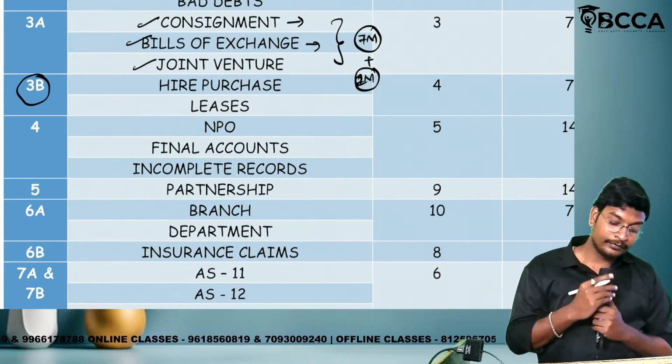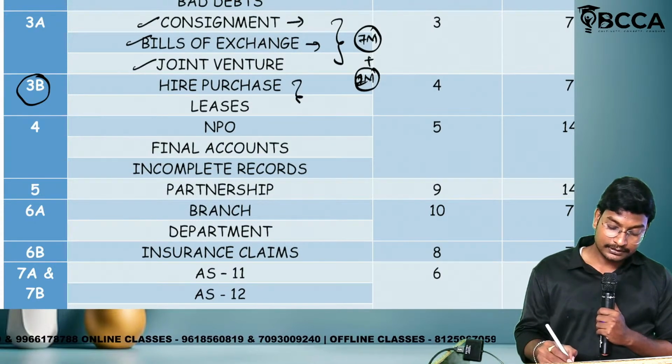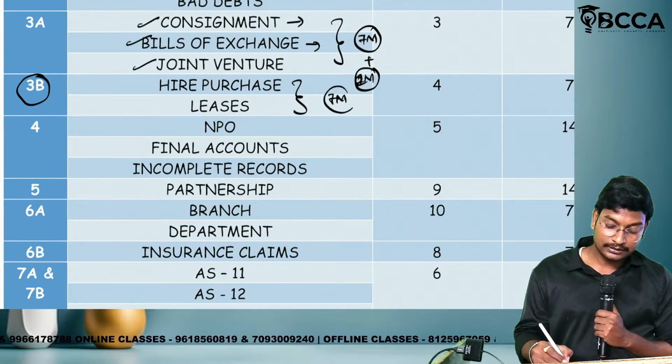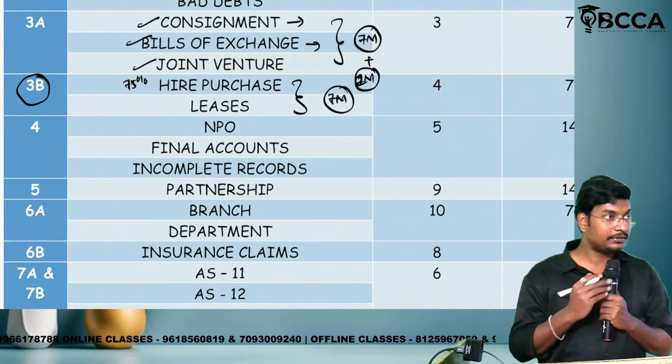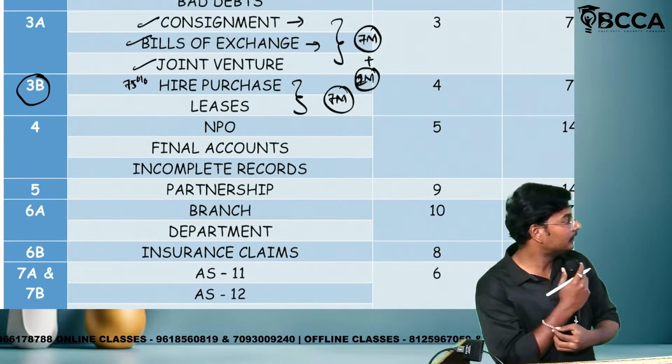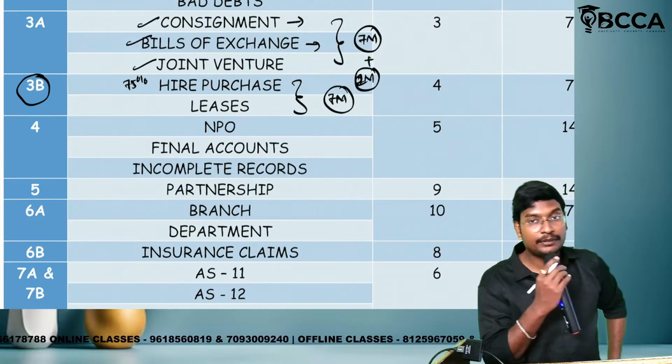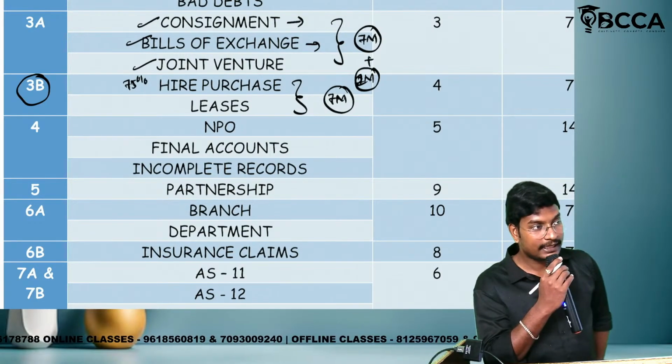So from these 2 topics, they will ask for how many marks? 7 marks. 75% they will ask hire purchase only. Remaining 25% they will ask the lease accounting.